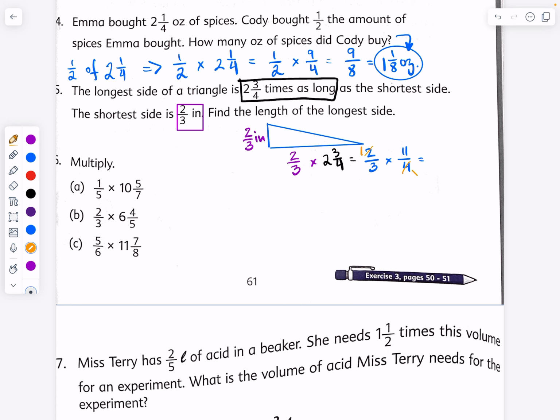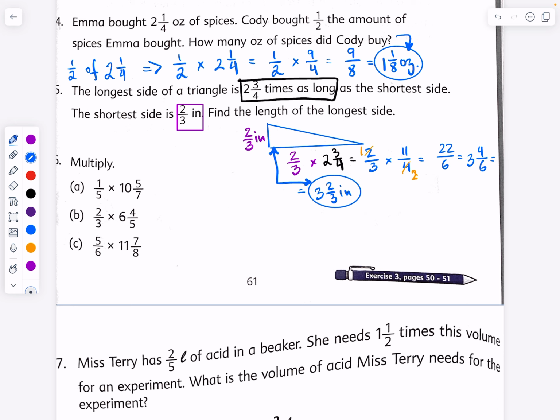2 divided by 2 is 1, 4 divided by 2 is 2. Therefore, 11/6, or 1 and 5/6 of an inch. And that, my friends, is the length of the longer side.